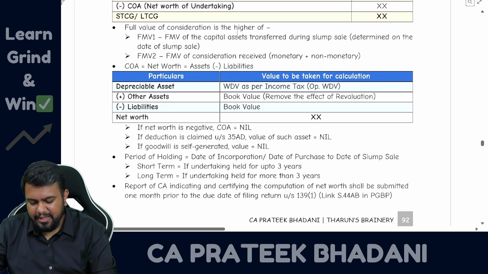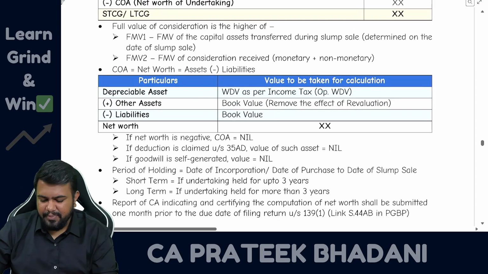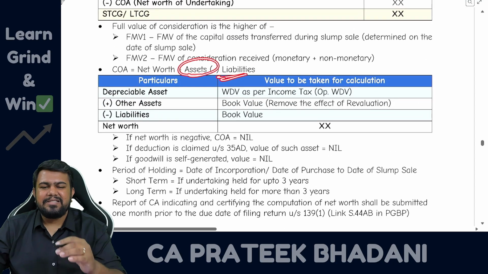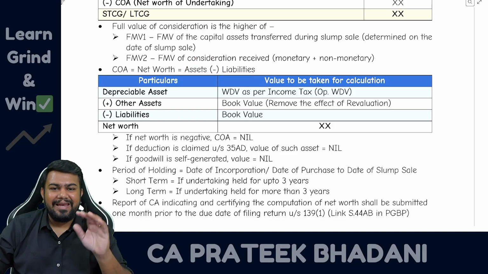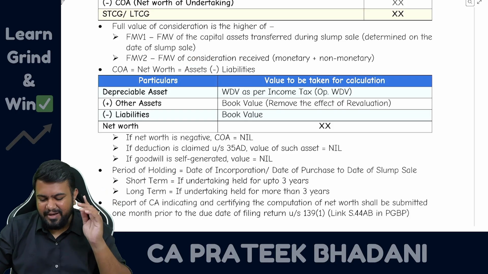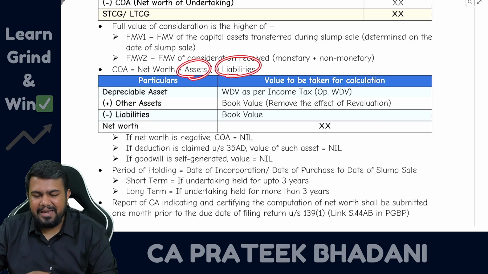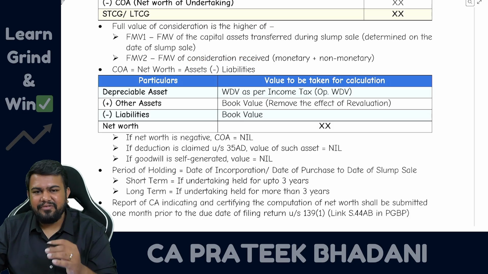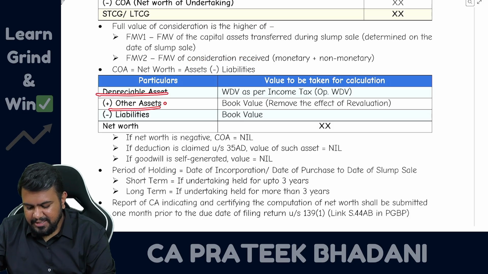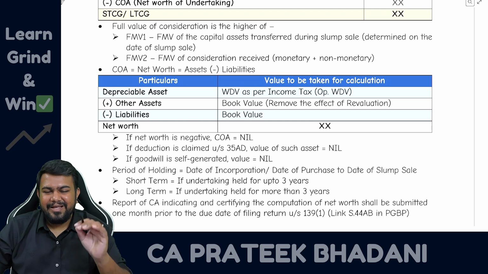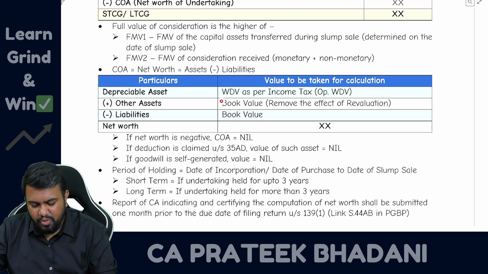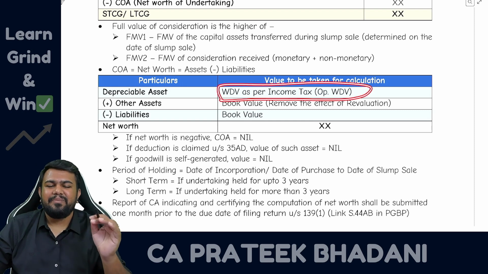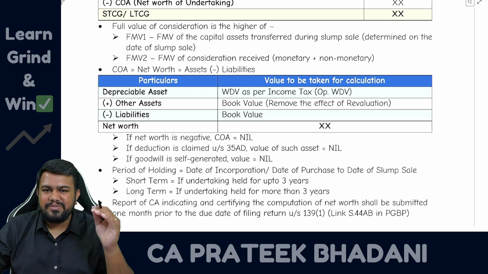Sir, how to calculate net worth? Net worth is very simple. Net worth is equal to all the assets minus all the liabilities. In liabilities, you should not take share capital. So in case of asset, the asset can be depreciable asset or other than depreciable asset. If the asset is a depreciable asset, then take the opening WDV as per the Income Tax Act.